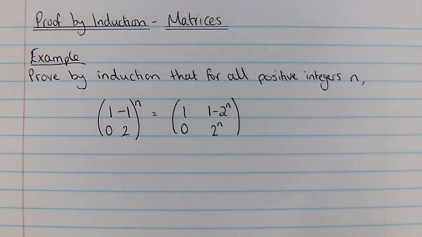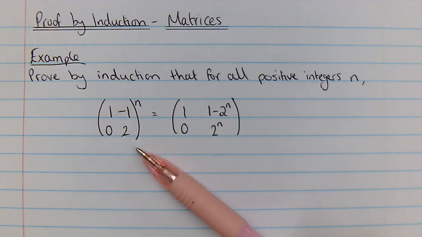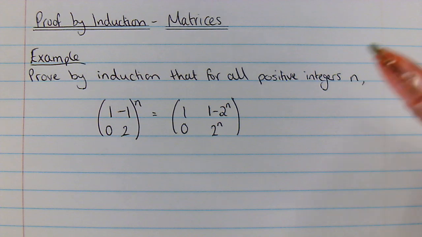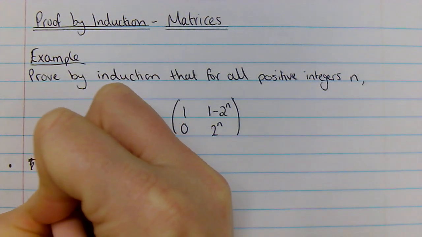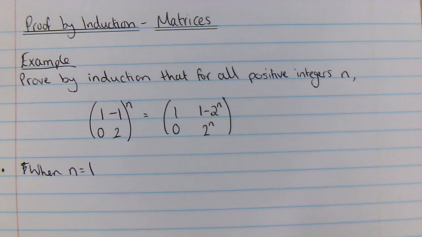Okay, so this is our first example. We're going to prove by induction that for all positive integers n, the matrix (1, -1; 0, 2) all to the power of n is equal to this. So it's exactly the same process. We start with our first step, which is when n equals 1. Now for this one, we need to show that the left-hand side equals the right-hand side, okay?